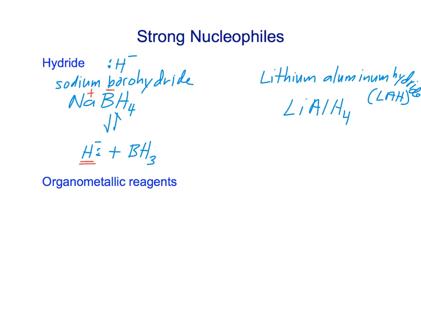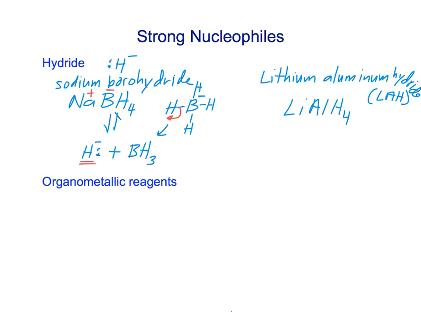So let me draw this out again over here. This would be the borohydride part. Essentially what's going to happen is this is going to go like this, down to there, because boron is more electropositive than hydrogen is. So there's our hydride.